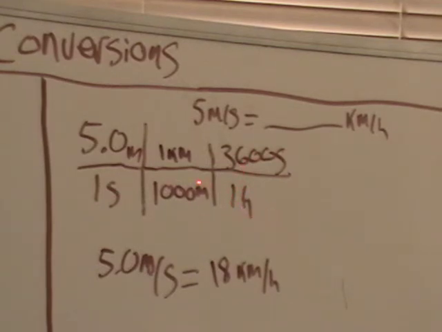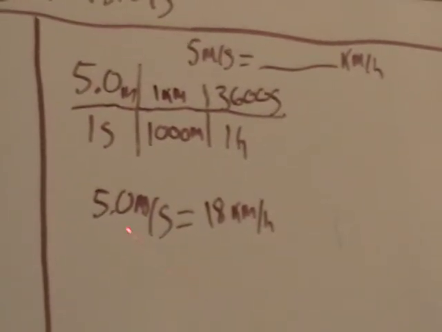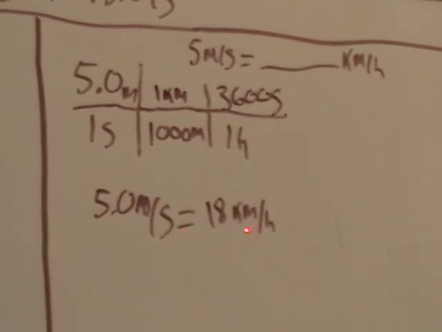So now we multiply everything on top: 5.0, and we're using 5.0 because in the end it'll make significant digits easier. So 5.0 times 1 times 3,600, so it's just 5 times 3,600 basically, divided by 1,000. And we can see that 5.0 meters per second equals 18 kilometers per hour. So that is how you do it.